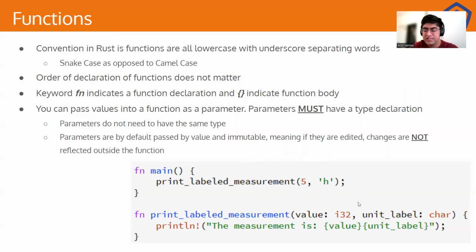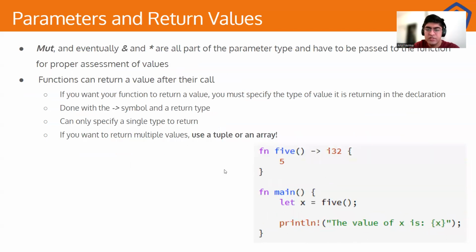So it's important to know that you are passing by value, and that just means that I'm just passing whatever the value is of my data. I'm not passing the location in memory where that data is stored. And this is something I'll cover in far more depth when we talk about borrowing and ownership, but it's just important to understand that whatever changes I make inside my function are not reflected outside the function.